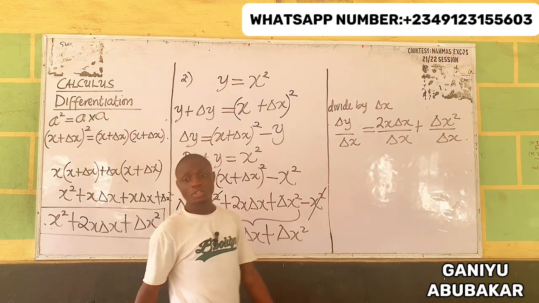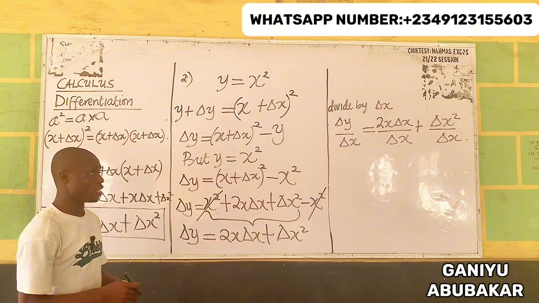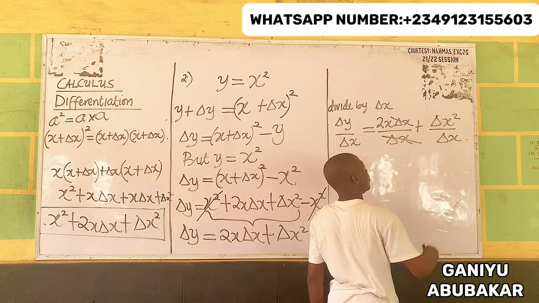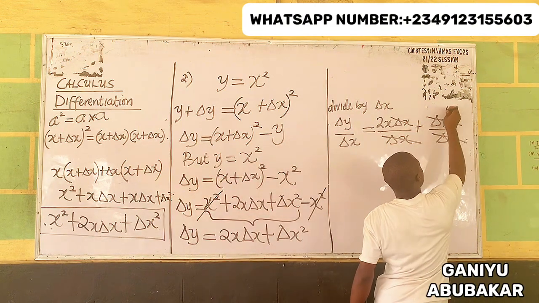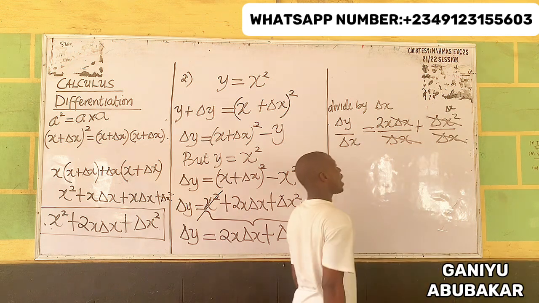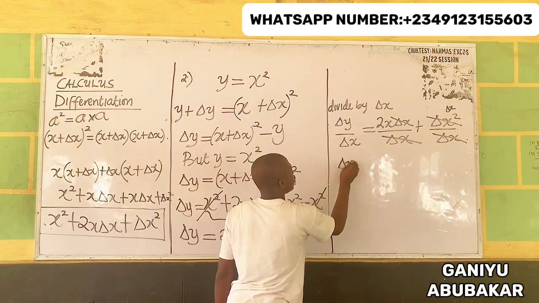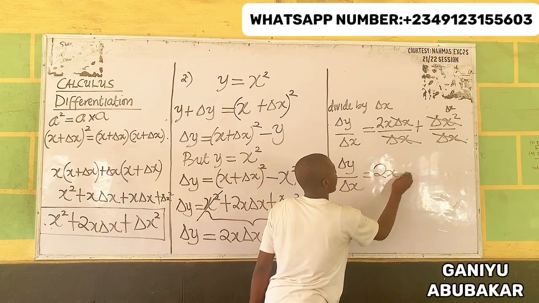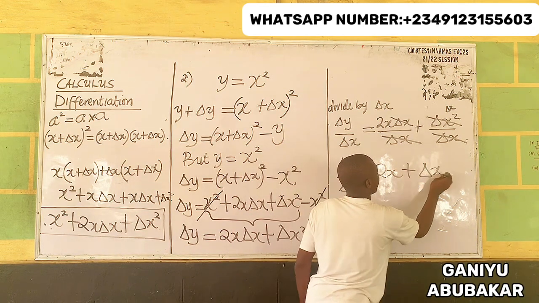Are we good? Yes. This is what? Divided by what? Change in x. What do you expect? This one will cancel this, Abby. This will cancel what? This one. I have what? One left, Abby. So what I have as my answer here? Change in y over change in x is what? 2x plus what? Change in x.